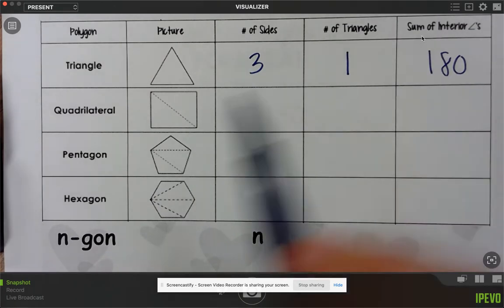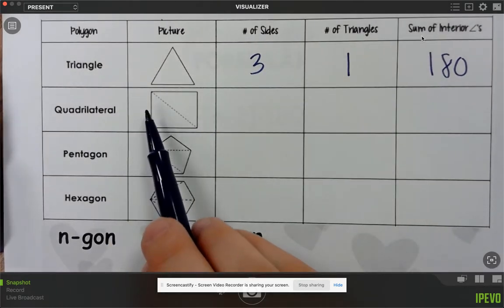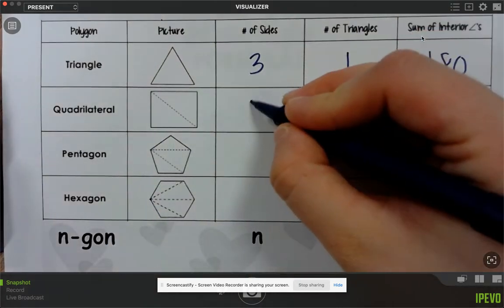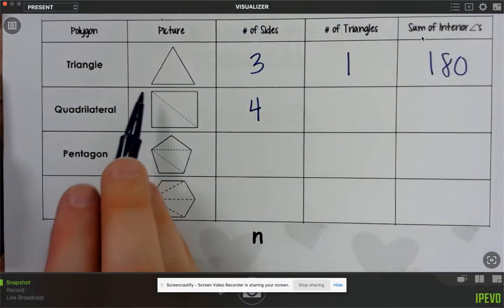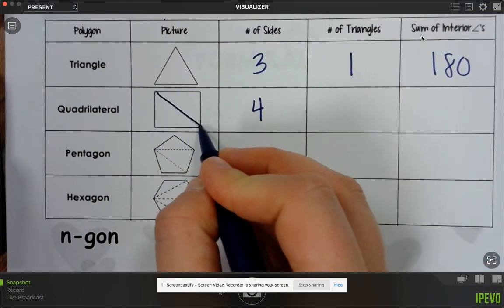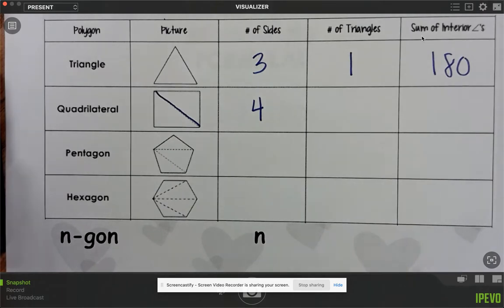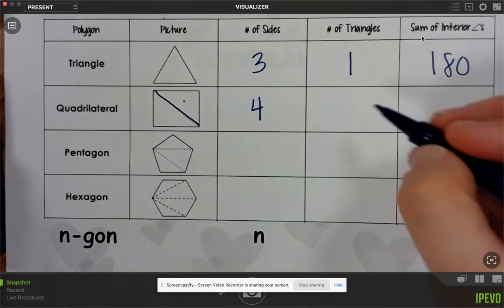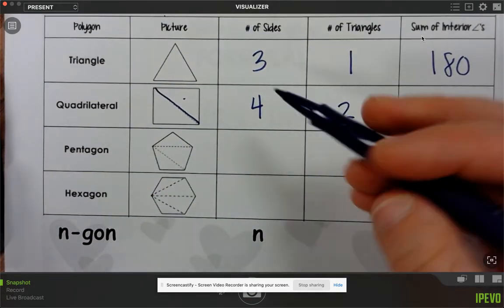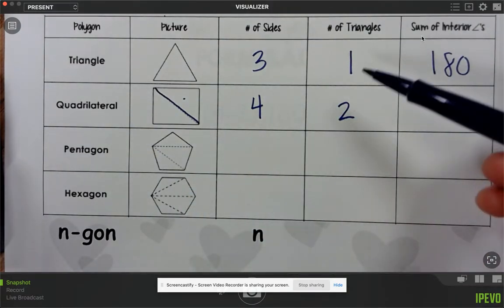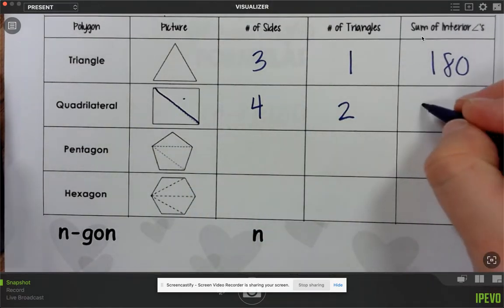A quadrilateral has 4 sides. If we draw a diagonal, we split that quadrilateral into 2 triangles. So how many degrees are in a quadrilateral? Well, 180 times 2 is 360.